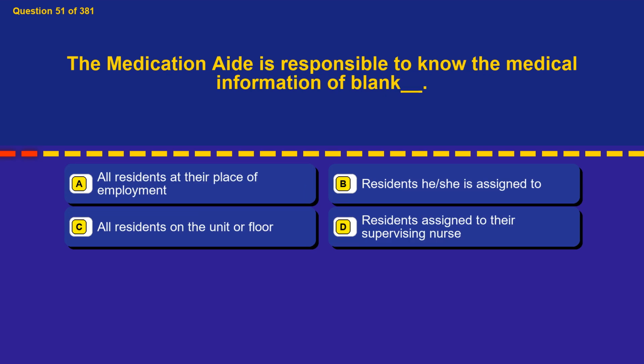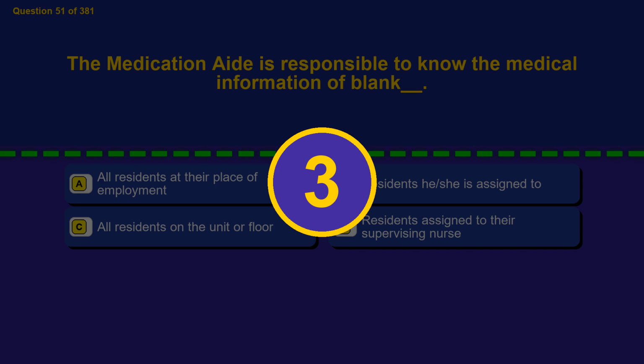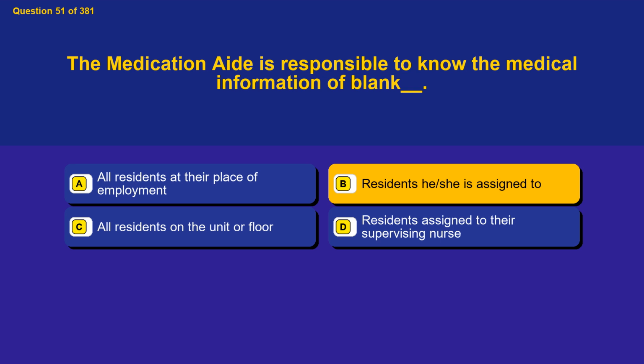Question 51. The medication aide is responsible to know the medical information of blank blank. Option A, all residents at their place of employment. Option B, a resident he/she is assigned to. Option C, all residents on the unit or floor. Option D, a resident assigned to their supervising nurse. The correct answer is option B, a resident he/she is assigned to.